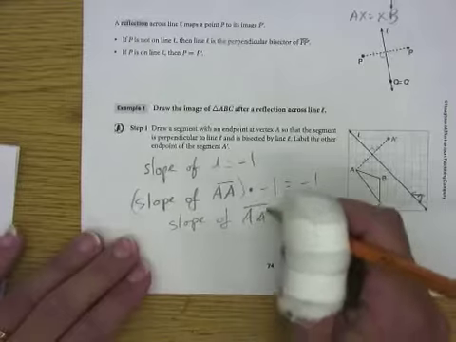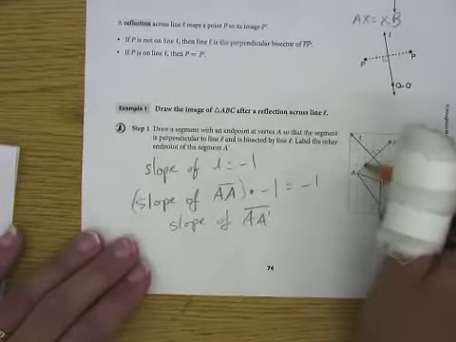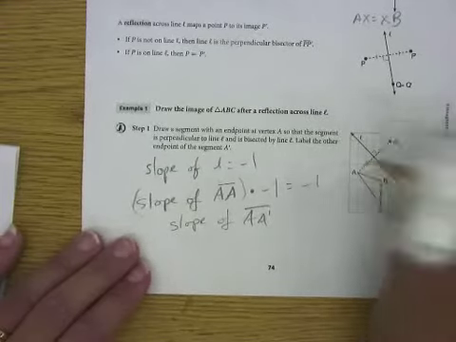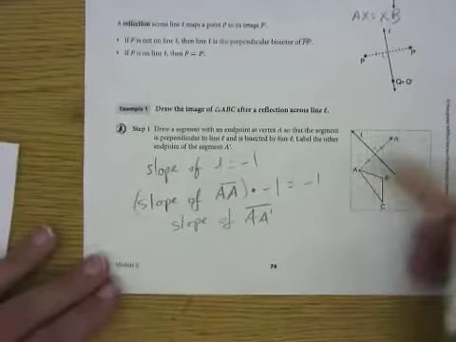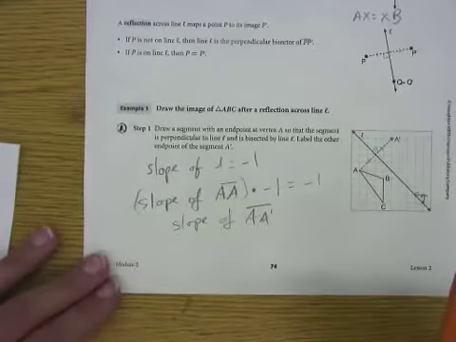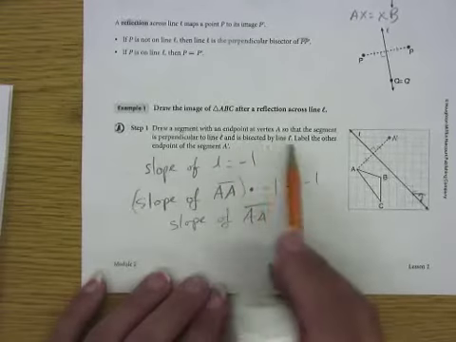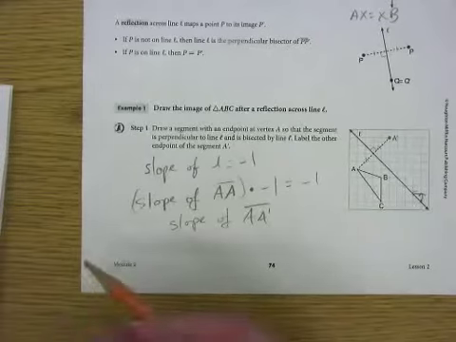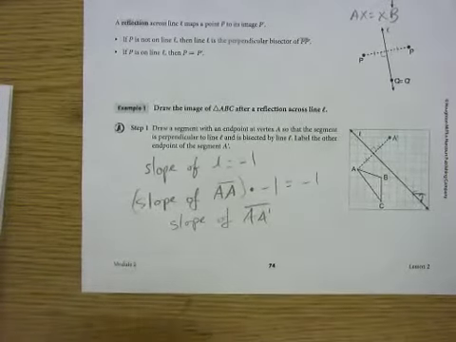It's going to be a number, and I need that number to multiply by -1 to get -1. So that's why you see that the slope of A to A prime is 1. So from A to another point on A prime, I'm rising 1, running 1. That's information that the textbook is assuming you understand. So that's why they were able to draw this perpendicular line.